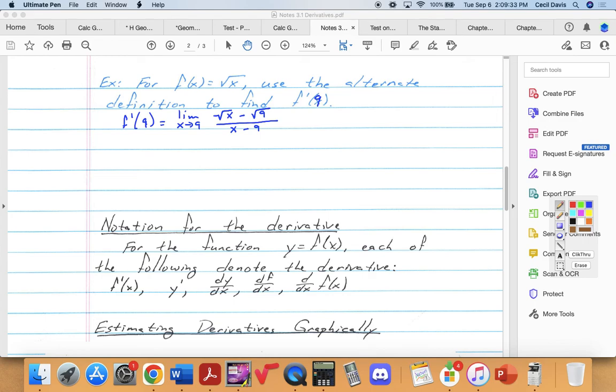Again, as promised, if you try and evaluate that, it's going to be 0 over 0. We've done several of these in the first unit. Do you remember how to simplify that? By? Yes, multiply both the numerator and denominator by the square root of x plus the square root of 9. Thank you very much.